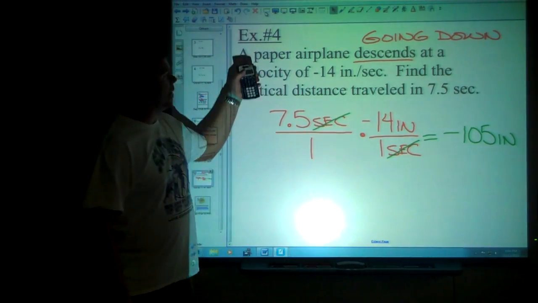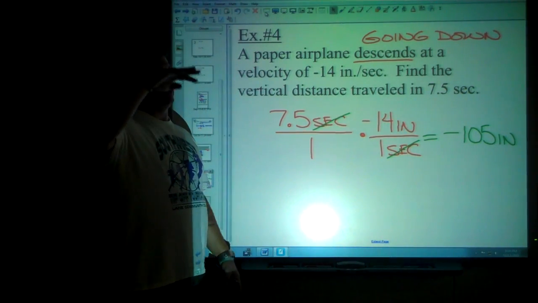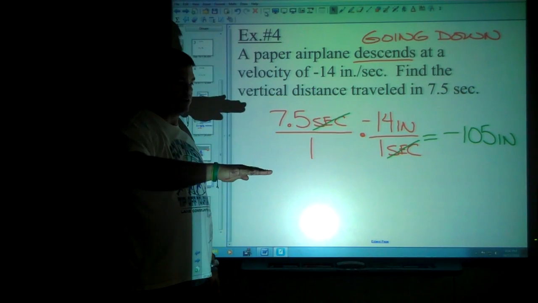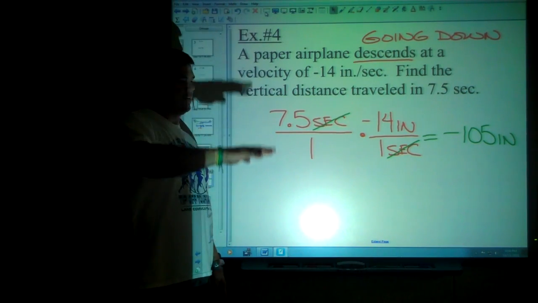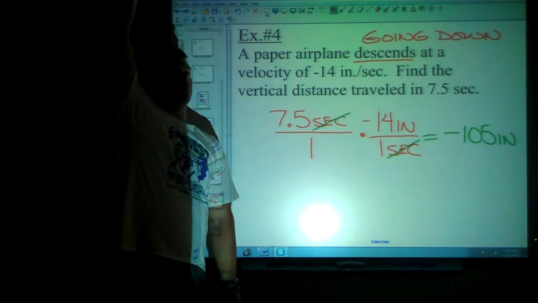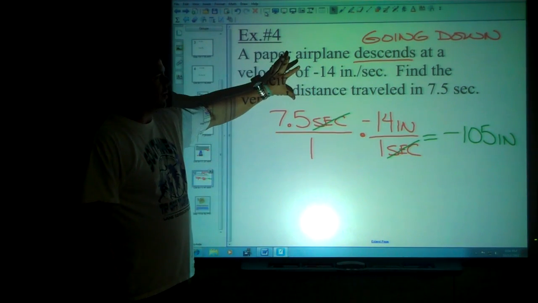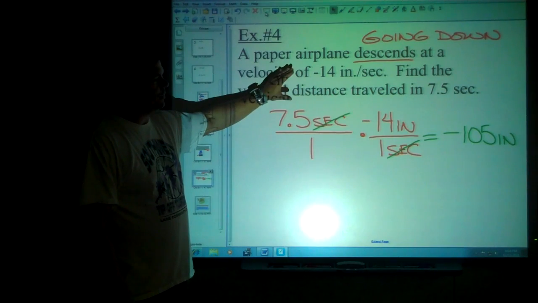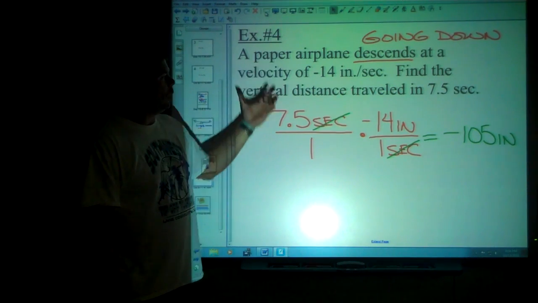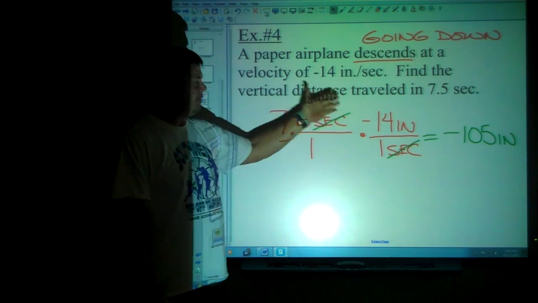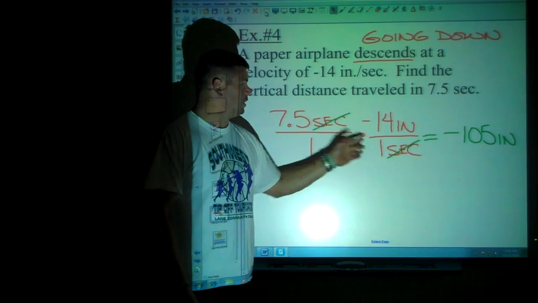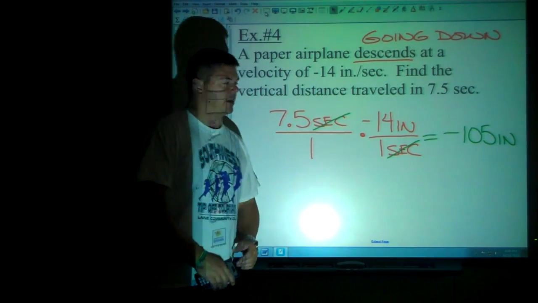So you've got this paper airplane and you throw it, and it drops 14 inches every second. If that happened for 7.5 seconds, it would drop 105 inches total. Alright? So here are some little story problem scenarios. You'll probably get some problems that are similar to this. Just remember, find the important pieces of information, set them up if you need to so that units will cancel, and deal with fractions while multiplying straight across.